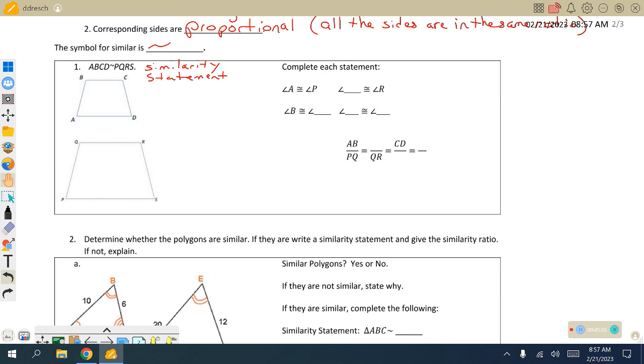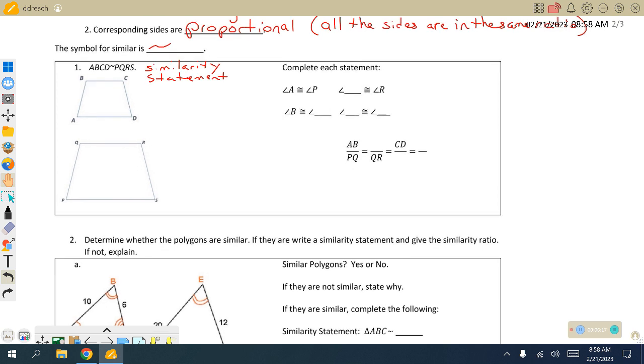Myself, I don't always look at that picture. Sometimes it's easy to keep track of, but I usually read the similarity statement. The order that it's written in is exactly how you want to match it up. So as I look at A is congruent to P, first position. R is in what position? Third, so what's in the third position? C is, right? So I'm not even looking at the picture itself. I'm reading that similarity statement.